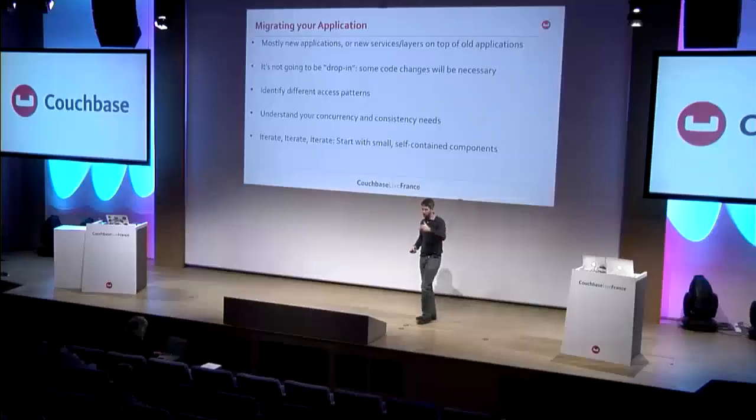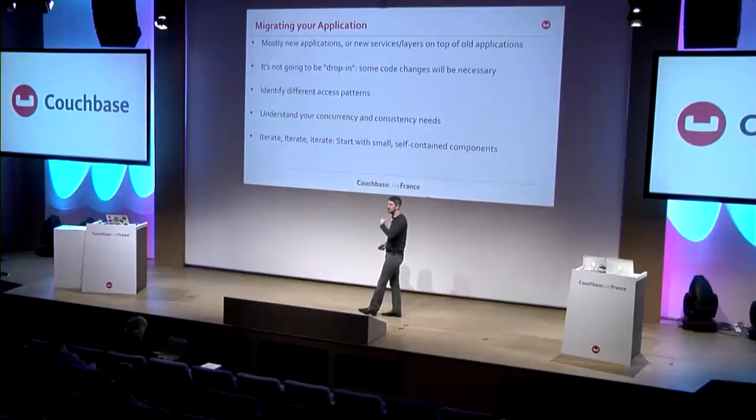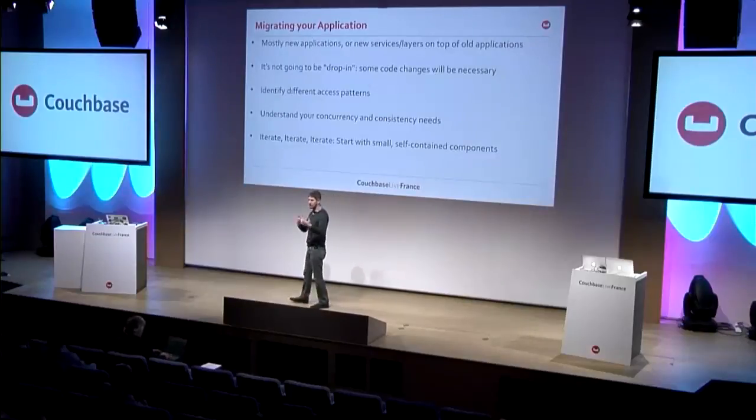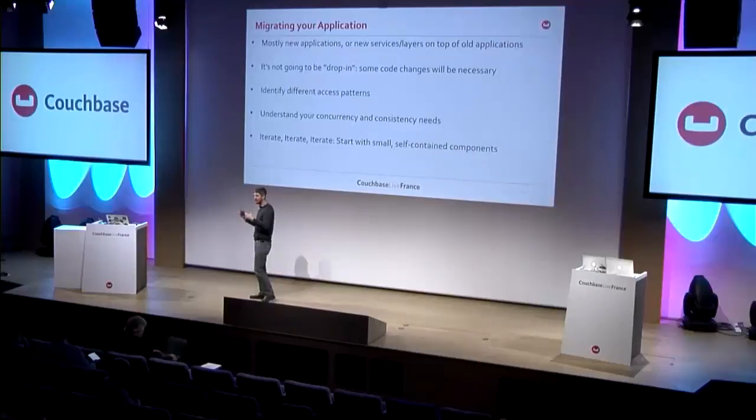Francois earlier talked about the different access patterns, so whether it be key value or query or using our views, understanding your concurrency and consistency needs. Concurrency being how many times am I updating the same record from various different processes, consistency being how tightly do I need a particular change to be present throughout the rest of the system. And being able to understand those and trade off will allow you to use the tools in different ways.